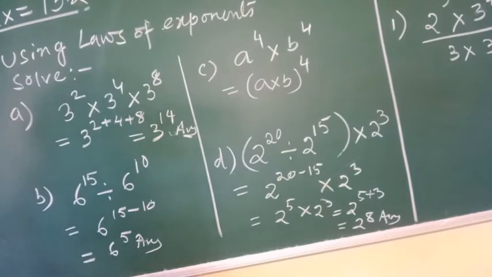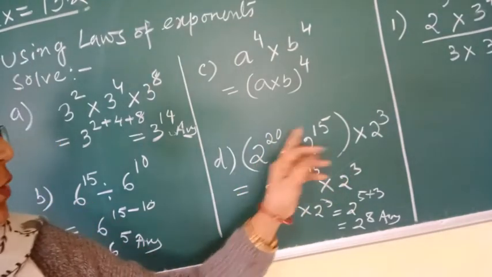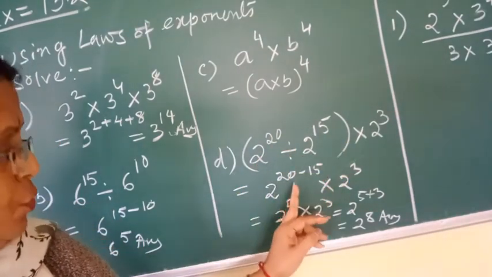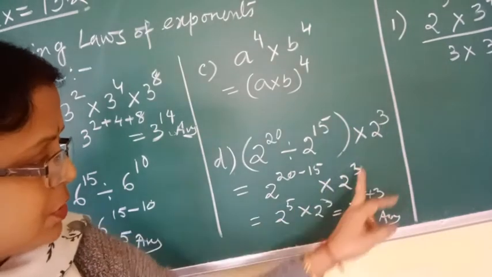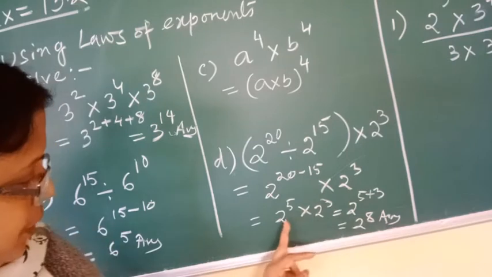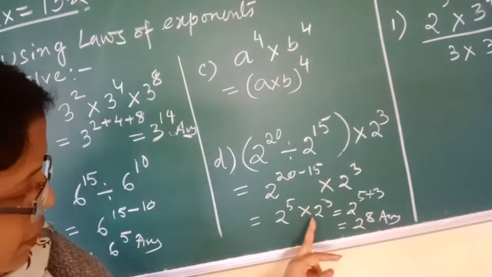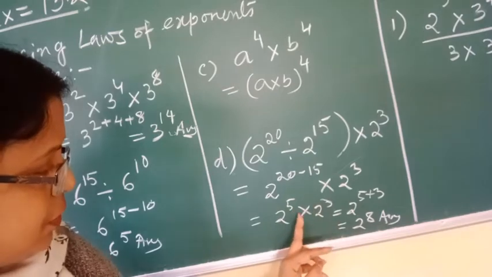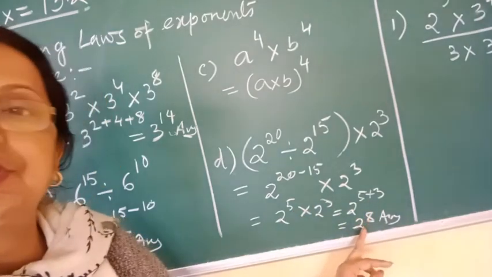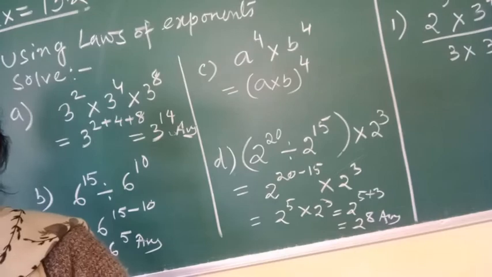Understood? Bases are same, powers were different here with the division sign, so we need to subtract. After the bracket, 2 to the power 3 was there, it stays here as it is. Now 2 to the power 5 into 2 to the power 3, bases are same, powers are different, with the multiplication sign you have to add. This is your answer.